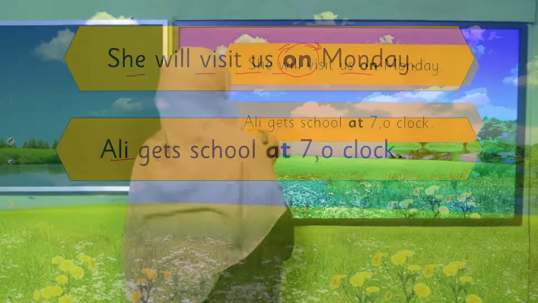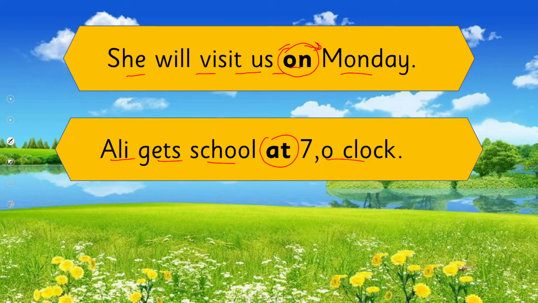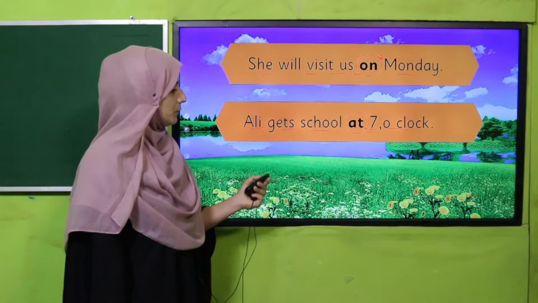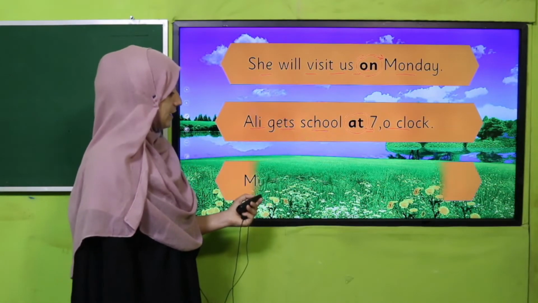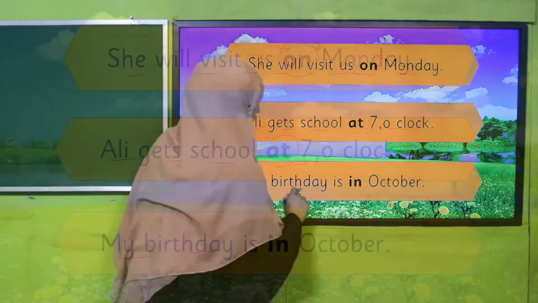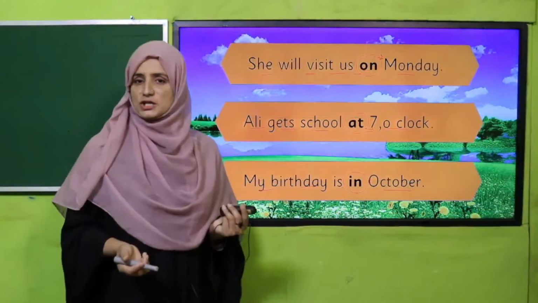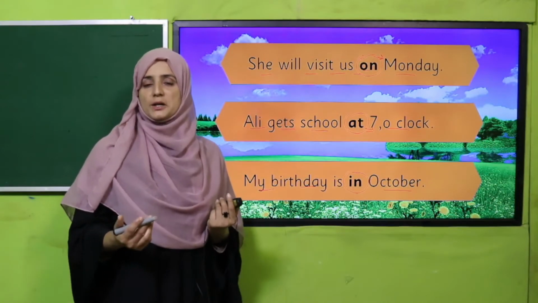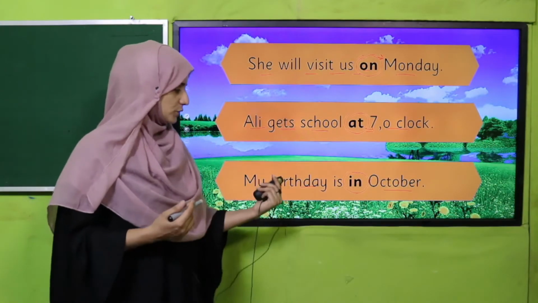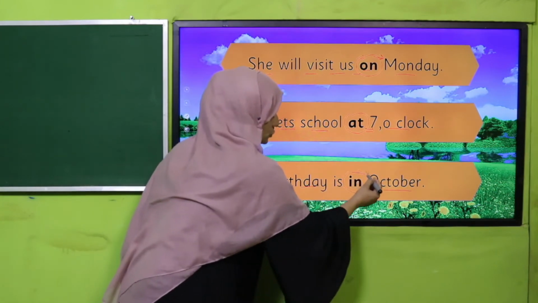Next is, Ali gets to school at 7 o'clock. We can clearly get that, because 7 o'clock is the timing, and "at" is giving us a sense of a preposition of time. And the next is, my birthday is in October. So October is also a time period. Which time period, which month? It's October. So that's why "in" is being used there.